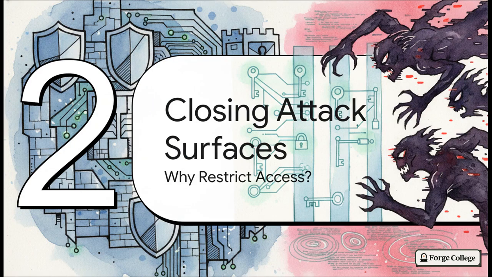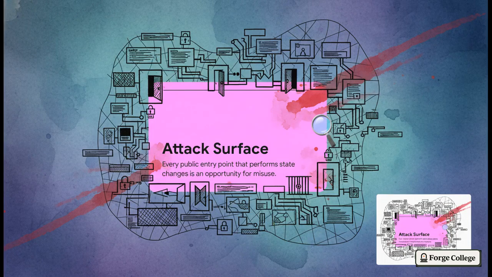Okay, moving on to part 2, closing attack surfaces. Why do we even restrict access in the first place? Let's see how our blueprints build into a concrete defense strategy. Before we go around installing locks, we really have to understand our enemy here, and that is the attack surface. In smart contract security, every single public entry point that performs a state change is an additional opportunity for misuse. So the broader your access, the wider your attack surface. It's like having 100 open windows on the ground floor.